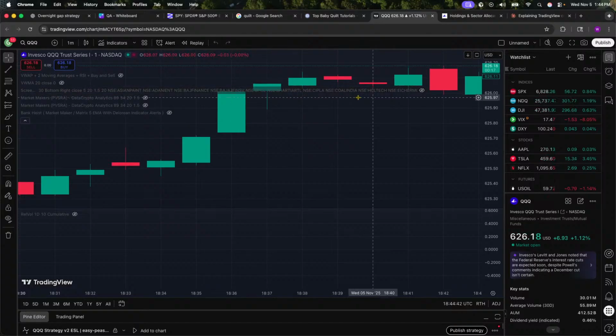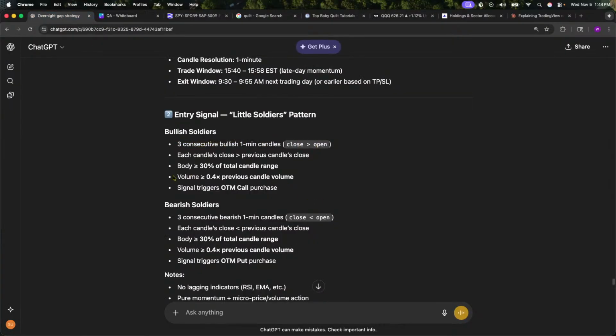Then we're going to be able to make sure that we have volume to confirm it as well, right? And that volume is 0.4%. So yes, I want some volume, but it doesn't have to be outrageous. And we're buying out of the money calls for bullish signals because we think that the market is going to go up.